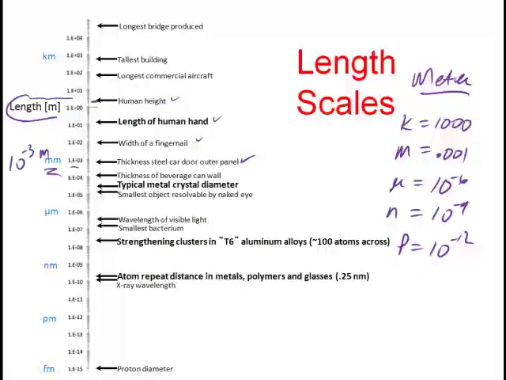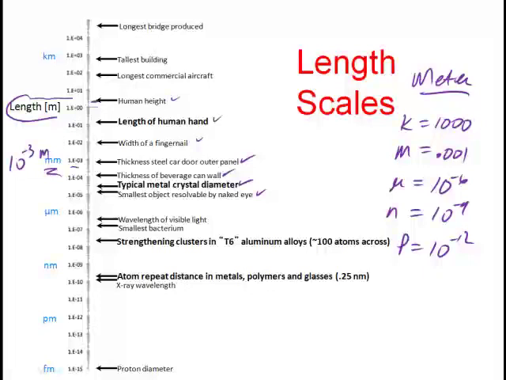And within that thickness of the door, there are actually many, many grains that go across that. A beverage can is much thinner. Crystal diameter for these metals is usually on the order of about 10 microns or so, or 30 microns or so. It's right around the smallest things you can see with your naked eye.